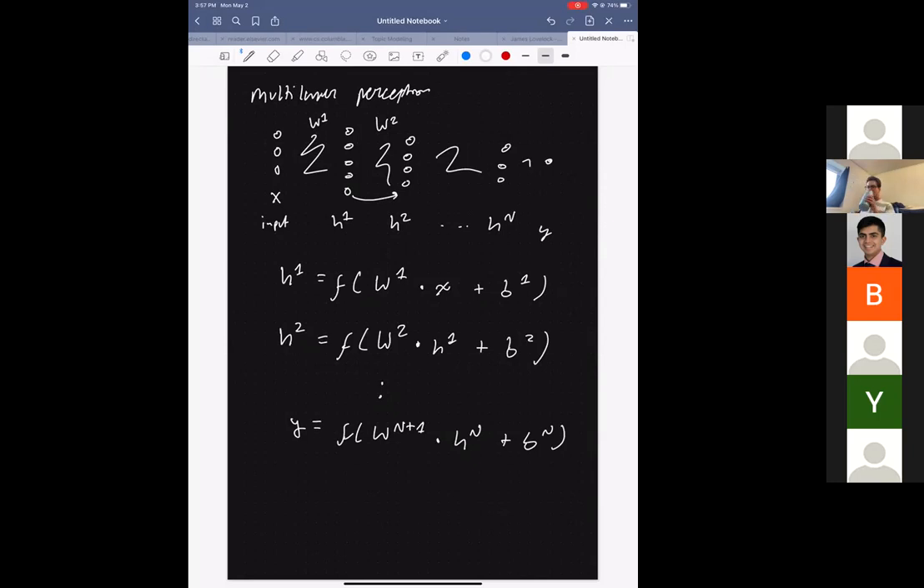So this is a pretty good demonstration of what a neural network is. And now we're going to cover activation functions and loss functions. Someone raised their hand, so feel free to ask a question.